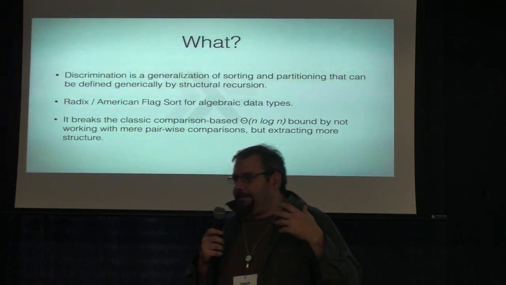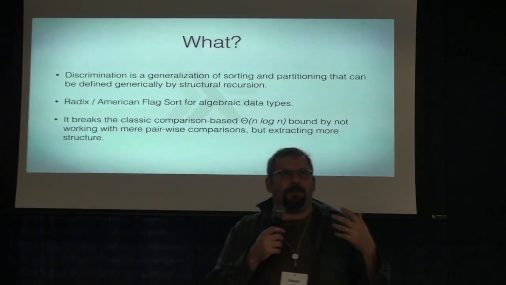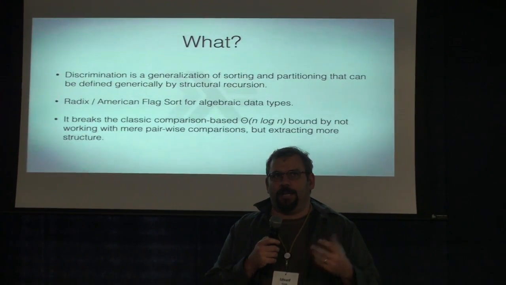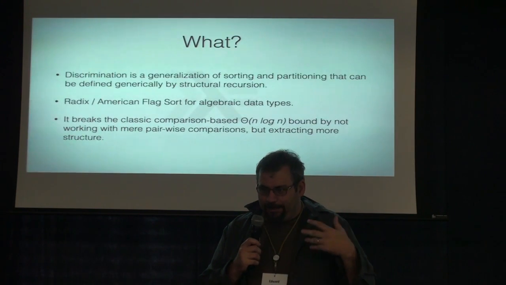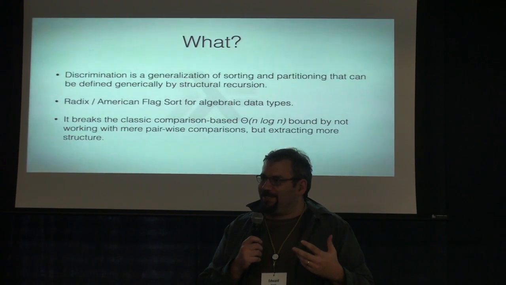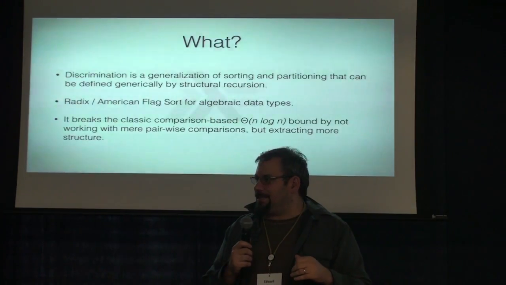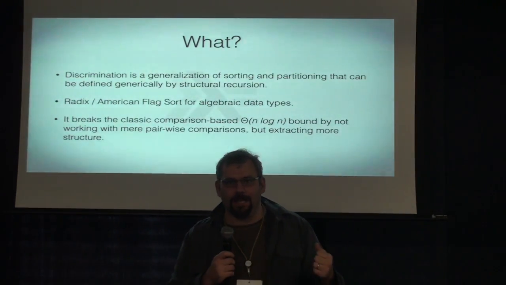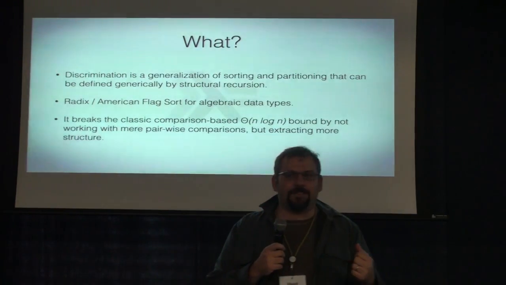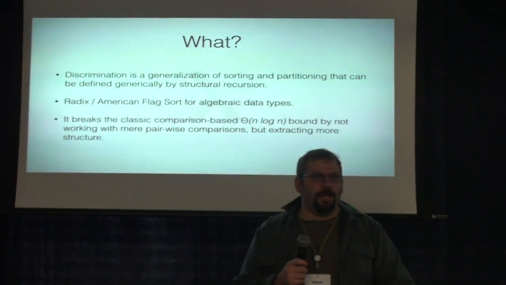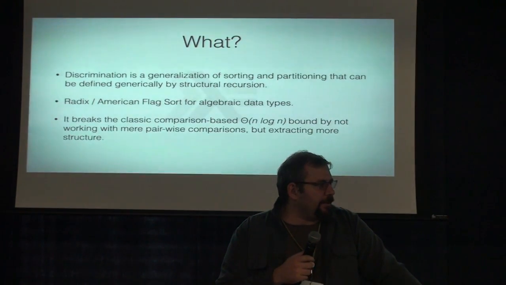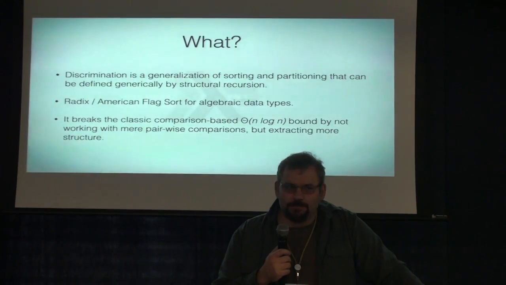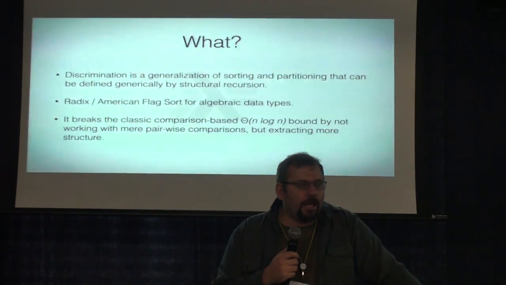The idea of discrimination is that I want to provide a generalized form of sorting and partitioning that we can define generically. We're going to use this more or less as an exercise in optimizing Haskell code again, so kind of in the same vein as Duncan's talk the other day, using somewhat different tools. And how many people here are familiar with the notion of a radix or a bucket sort? Okay, good. So about 50%, 60%.